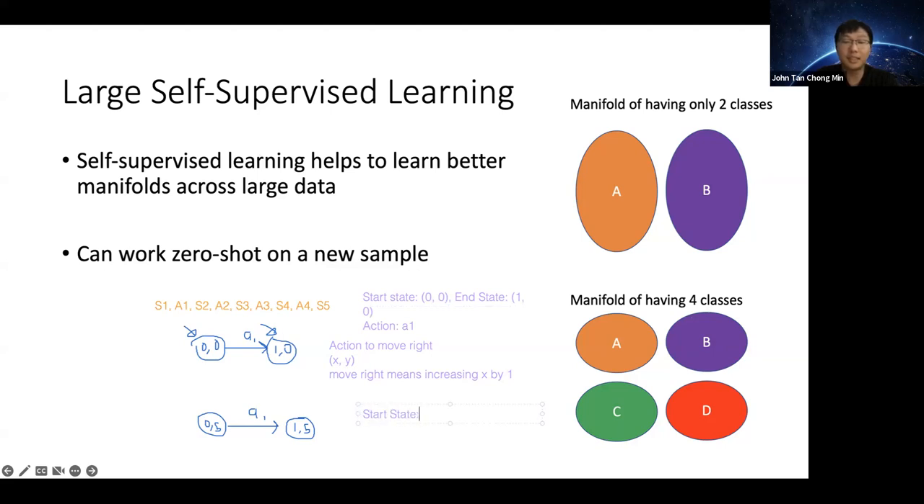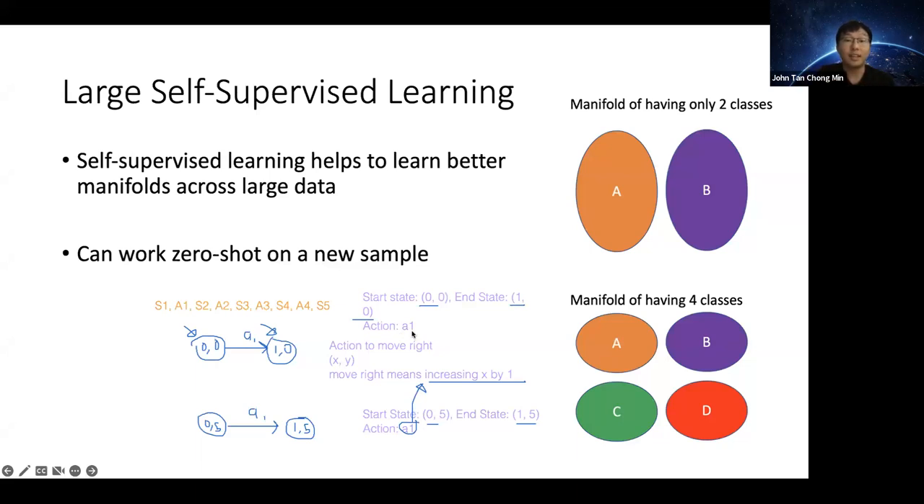Then if you have another one, the start state is 0, 5 and the end state is 1, 5. And then we have the action again as A1. So what do you learn from these two predictions of your start and end state predicting the same action? You learn that this action A1 is probably responsible for increasing X by 1, because based on this start and end state, the commonality between both of them is that you move your X to the right by 1.